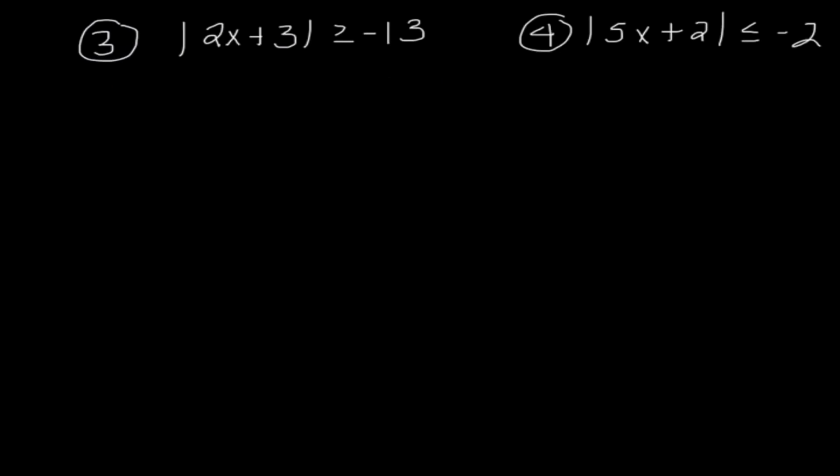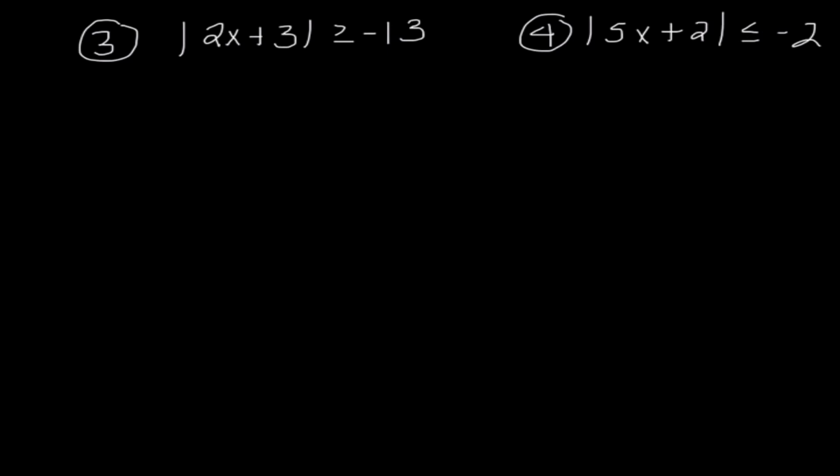Okay, I want to go through two kind of strange circumstances that we will see. So if we look at number 3, our absolute value is already isolated, and it says greater than negative 13. Now, yeah, we might go through this entire thing and find all of our intervals and shade and do all that, but there is a quicker way.